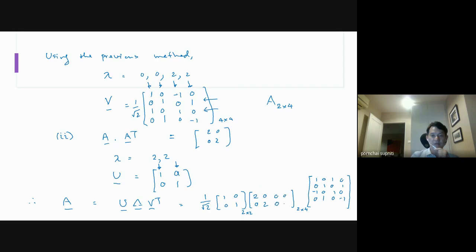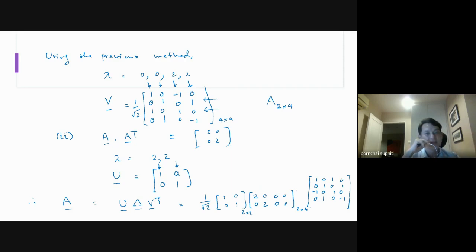The remaining ones we don't use. So we can write it like this. Even though A is not a square matrix, we can decompose it this way. And so today we learn how to decompose a matrix, whether it is a square matrix or a non-square matrix, and we utilize the concept of eigenvalues and eigenvectors.